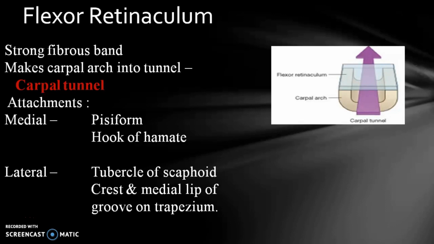And for the attachment of flexor retinaculum, medially and laterally we will be having two carpal bones giving attachment. So medially we will be having pisiform and hook of hamate, that is proximal and distal row bones present medially giving attachment for flexor retinaculum, and laterally we will be having tubercle of scaphoid and crest and medial lip of groove on trapezium. All these are going to give attachment for this flexor retinaculum in the lateral aspect. Scaphoid and trapezium are giving attachment laterally. To tell in detail you have to describe, it is in the tubercle of scaphoid and in the crest of trapezium.